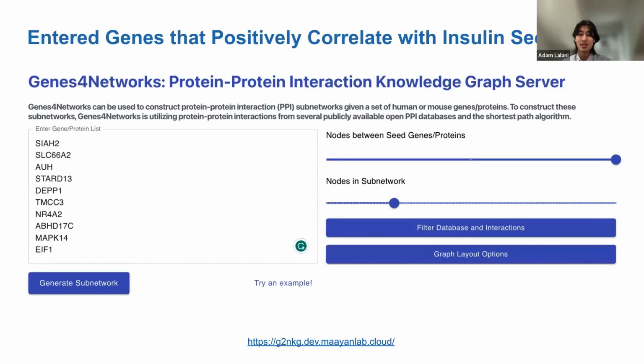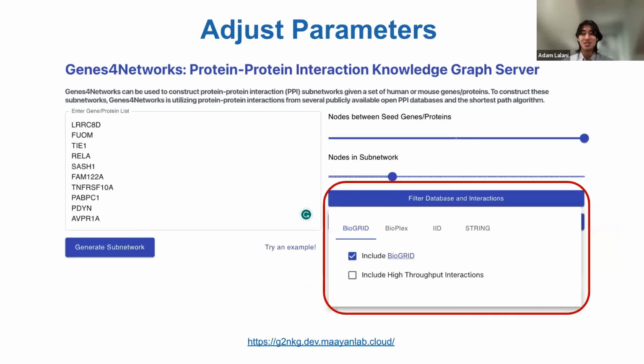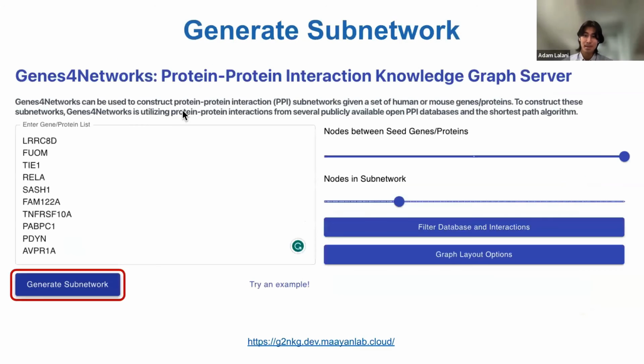I took the 30 most positively correlated genes and entered them into Genes4Networks to identify additional genes that directly interact with top positively correlated genes. These additional genes are also likely to be related to insulin secretion. Once these 30 genes were input into the form, we updated the parameters of Genes4Networks by filtering out high throughput and machine learning predicted interactions to increase the quality of our results.